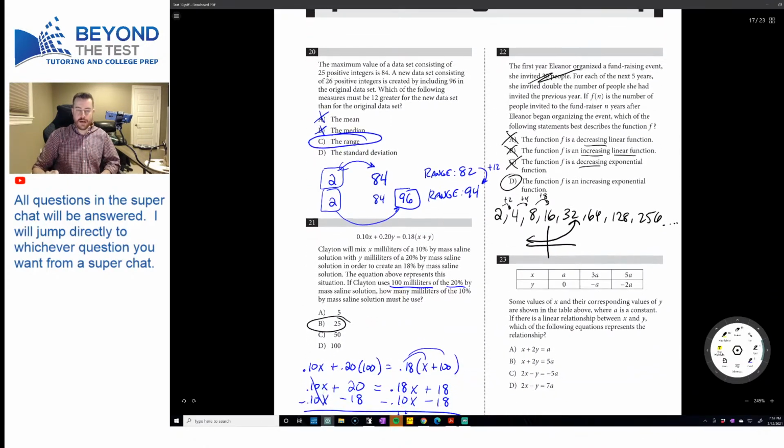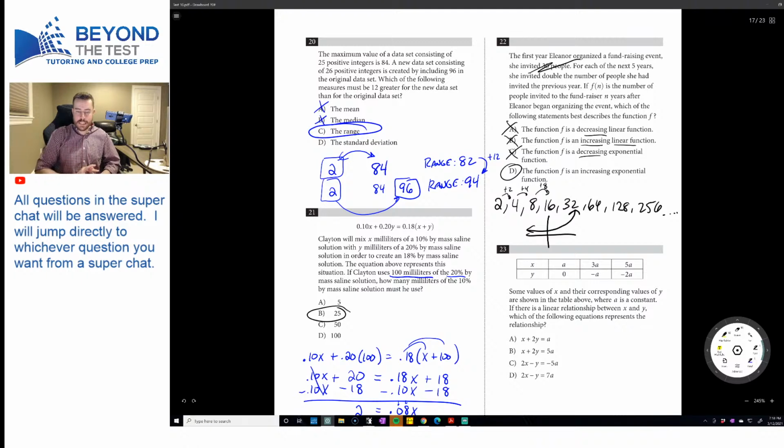Okay, and then looking at number 23 here. It says, some values of x and their corresponding y values are shown in the table above, where a is a constant. If there is a linear relationship between x and y, which of the following equations represents this relationship? Okay. Personally, one way that I like to do this is to actually just substitute in a value for a. Okay, it will make this table a lot easier to read here.